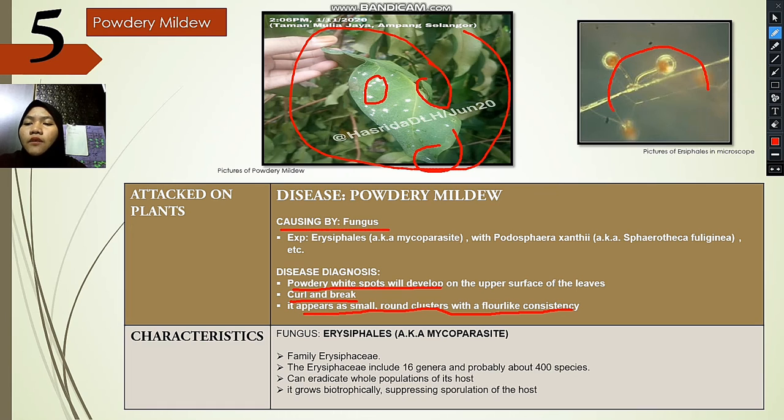Here are pictures of Erysiphe under the microscope. For the characteristics of the fungus, its family is Erysiphaceae. The Erysiphaceae include 16 genera and probably about 400 species. It can eradicate the whole population of its host. It can also grow biotrophically.